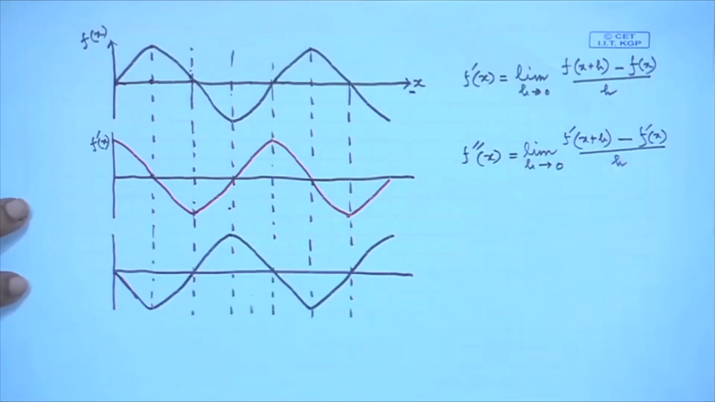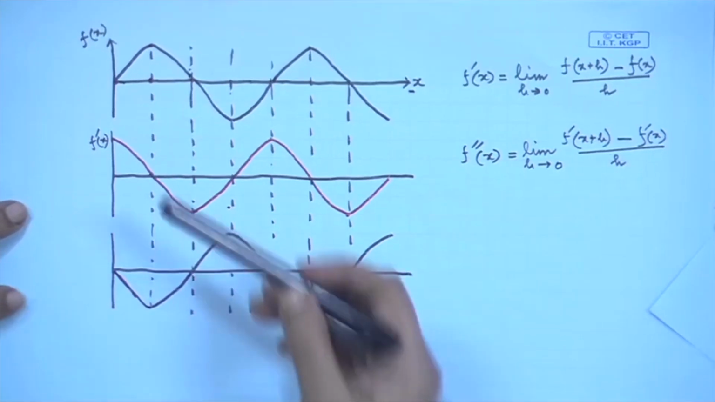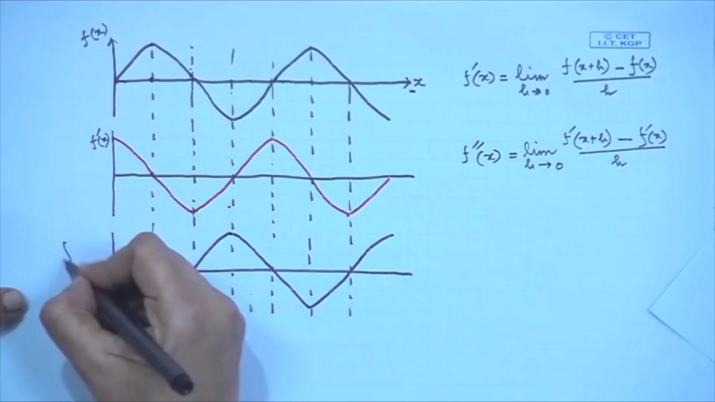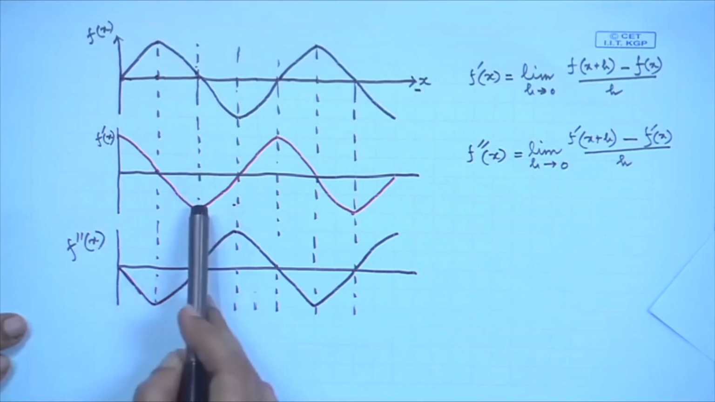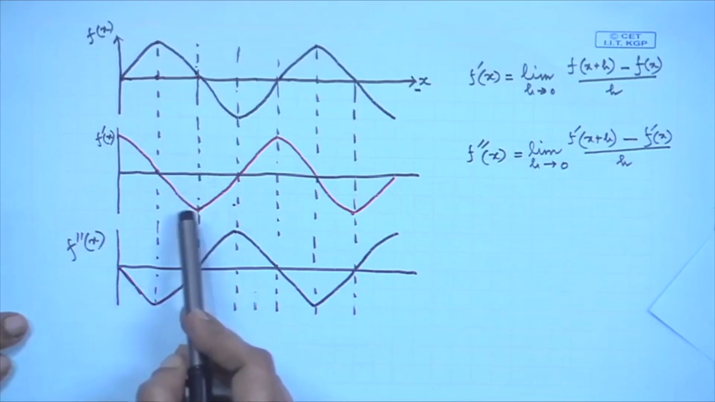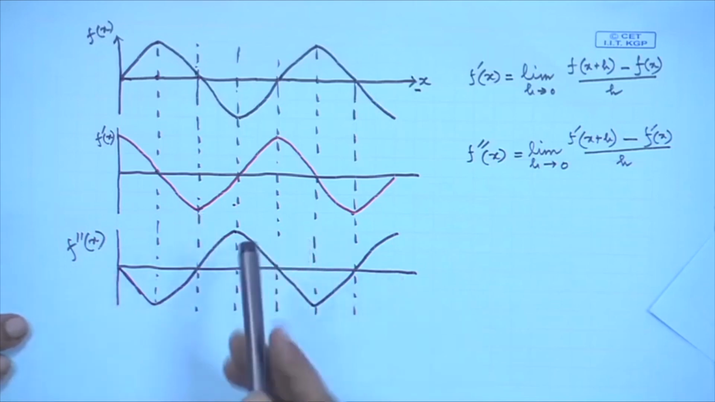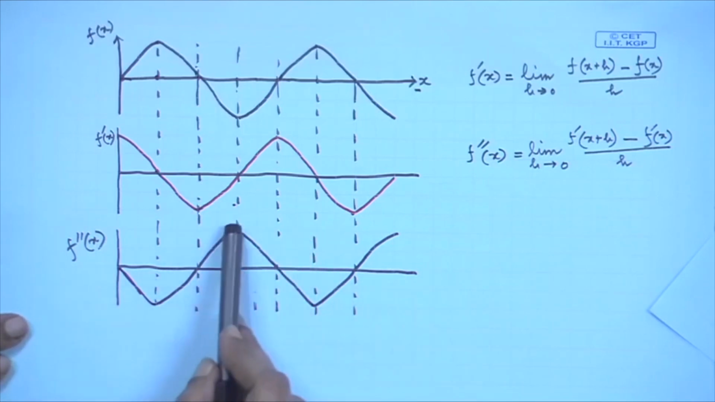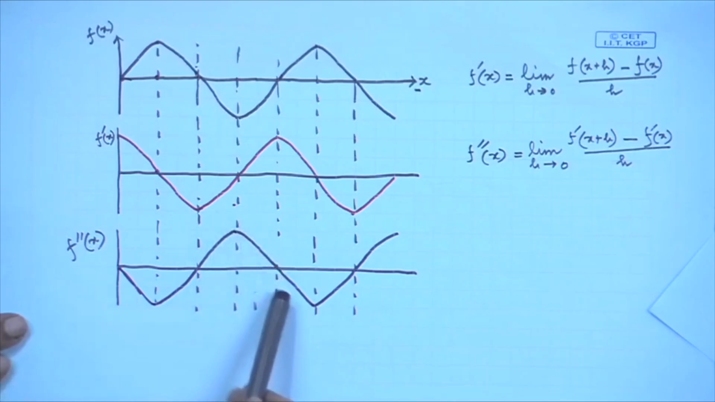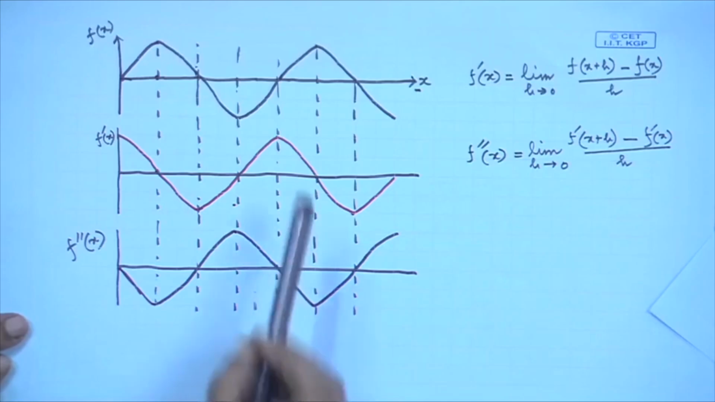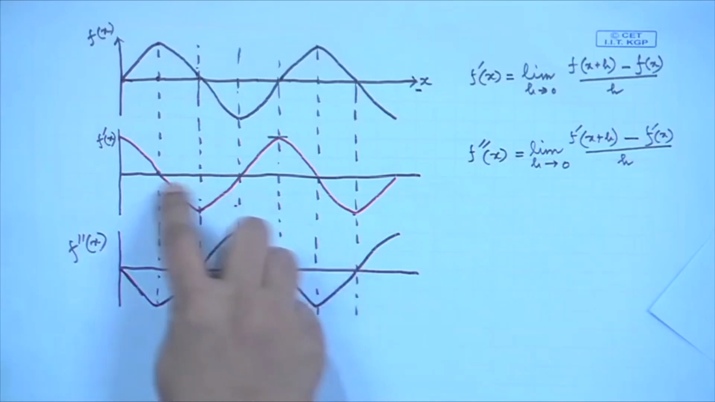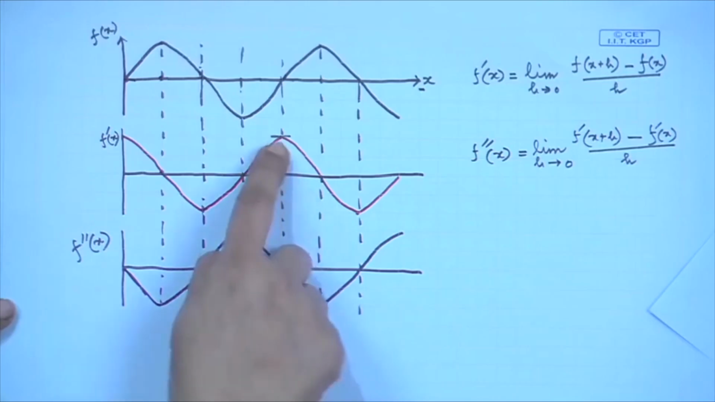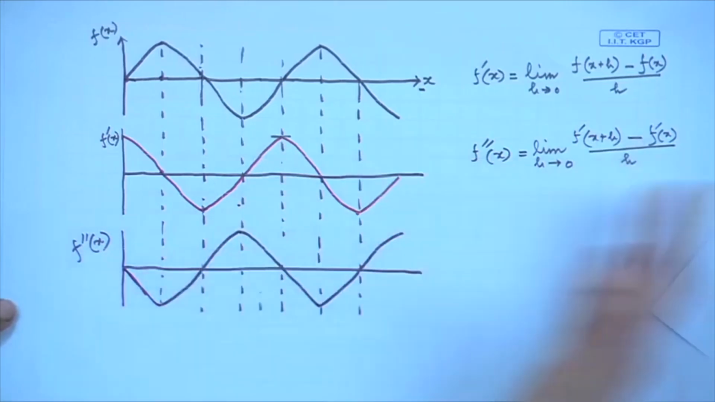If I draw it just to see what is happening, this is my f double prime x. The function is coming down, all are negative, 0 at this point, because the function is changing its behavior from negative to positive, that is, from decreasing to increasing. That is why this function is coming positive, again coming down. Here it is 0 because the tangent at that point would be parallel to the x axis, and here it is 0, again decreasing, negative, that way it will move.